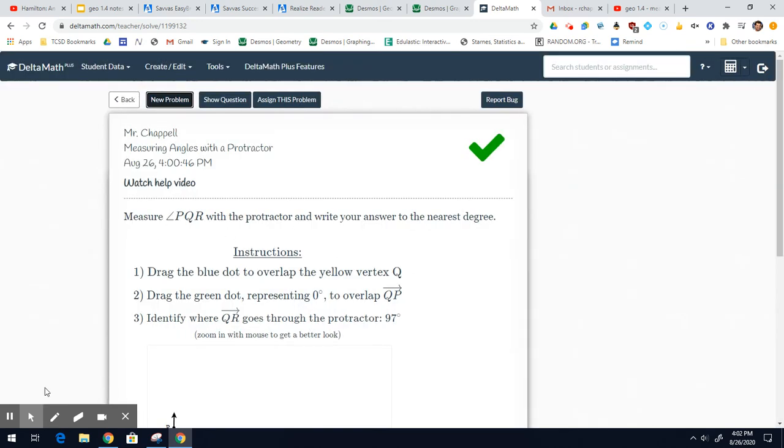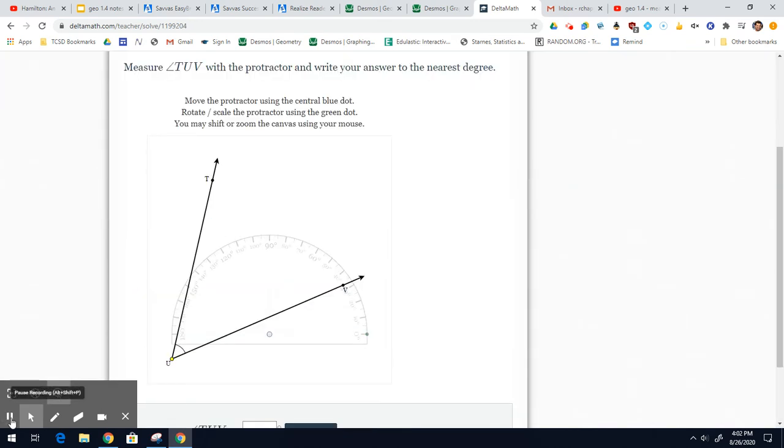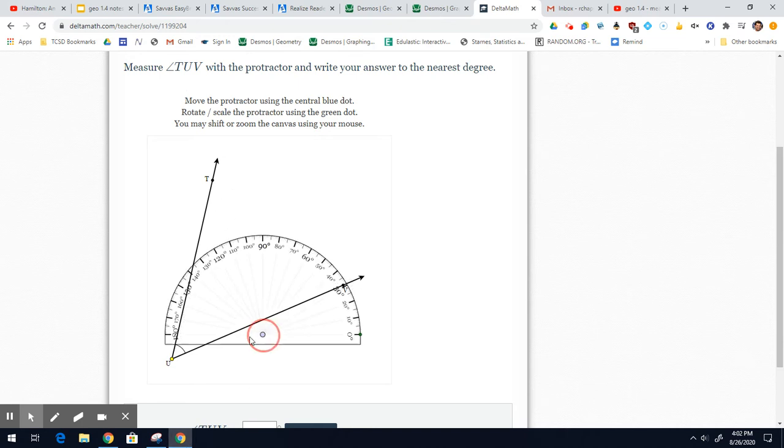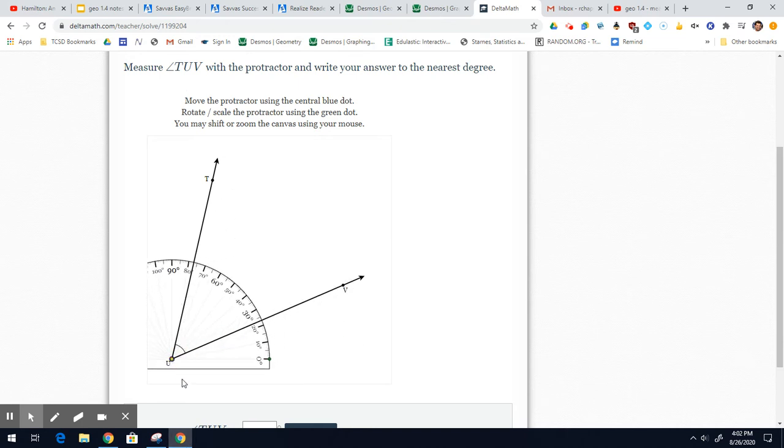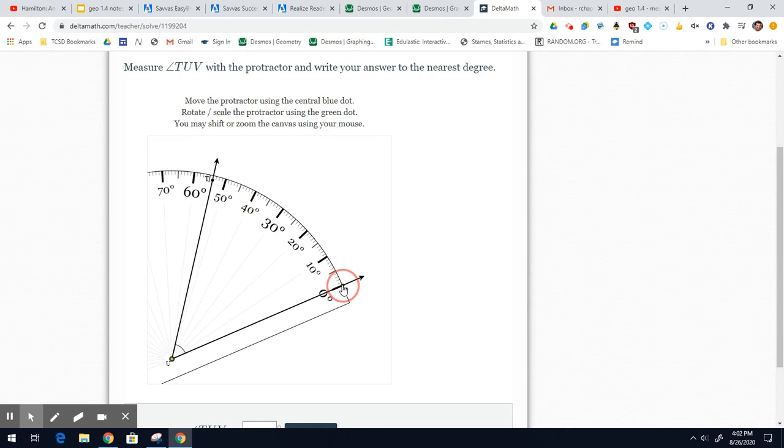Nice. All right, let's see if we can find an acute angle. Okay, so here's an acute angle practice problem. It says measure angle TUV with the protractor. So here's TUV. Again, blue dot on the U, the vertex. Again, line up the green dot with either T or V. I'm going to choose V because again, my angle is going to open up into the protractor. So the protractor is in the interior. And now I can see where the ray UT goes through the protractor.